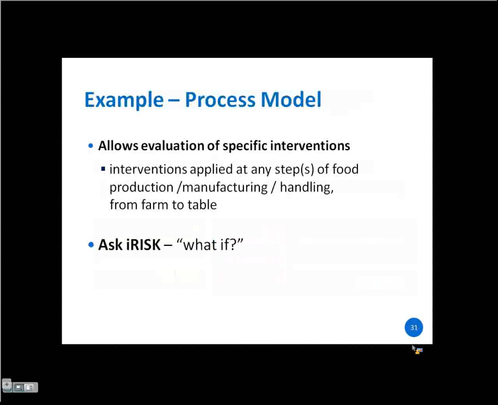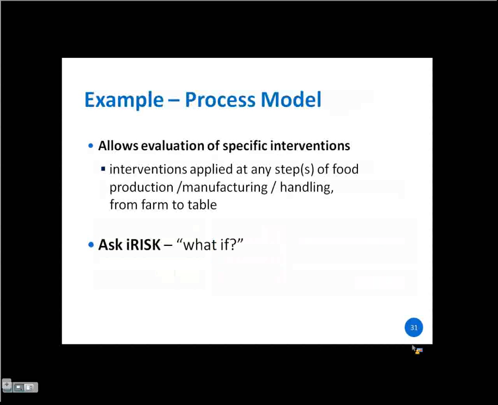The process model, as I said, is the means by which users can evaluate interventions at any steps along the food chain. So as a user, for example, as a risk manager, a user might be interested in using iRISK for nothing more than ranking and comparing the public health risk from different food hazard combinations. But beyond that, built in iRISK is the capacity to ask and get answers to what if kinds of questions.